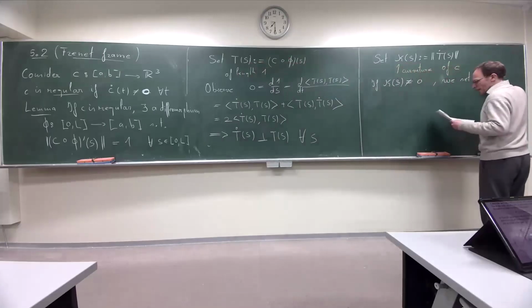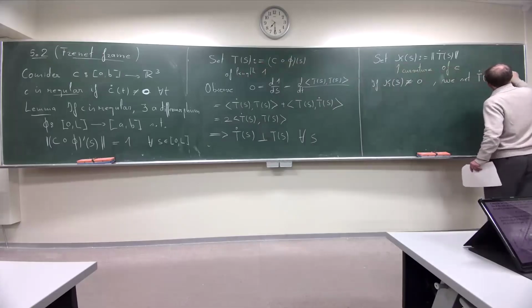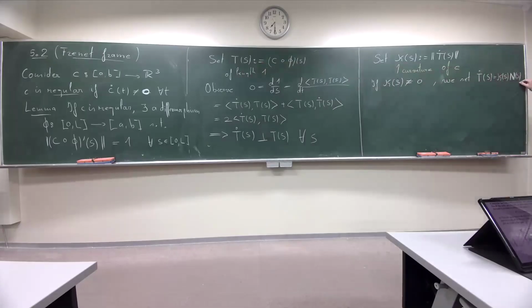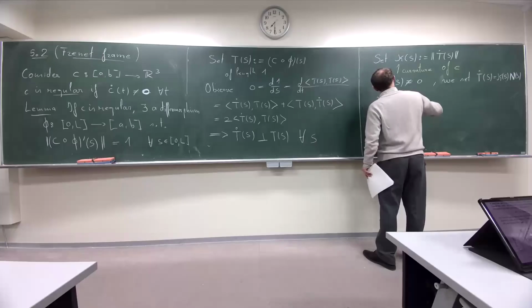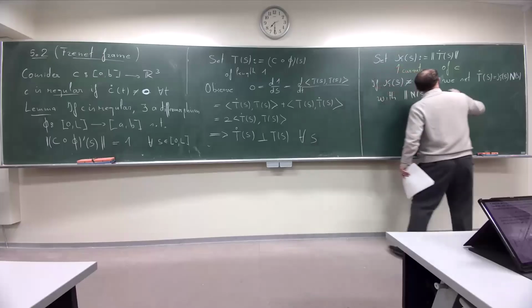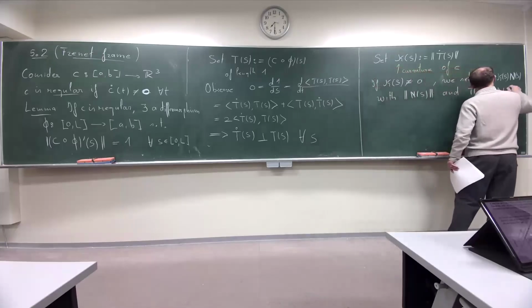I'm going to set T dot of S equal to kappa of S times N of S. So what do I define here? In fact, I define N with this relation because kappa is just the norm of T dot. So I define N, and N is of norm 1. And of course, T of S is perpendicular to N of S.